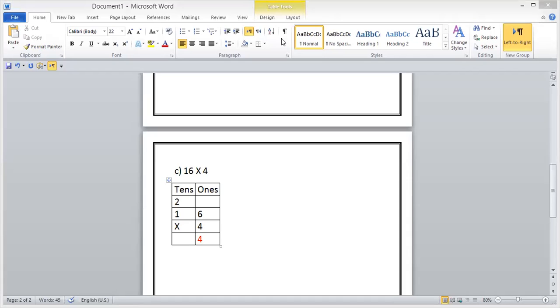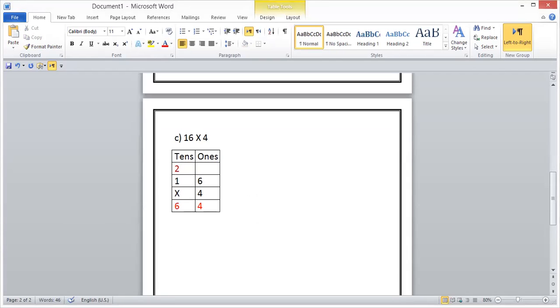4. Don't need to shout, guys. 4 multiplied by 1, 4. 4 plus 2, 6. So the answer is 64. The answer is 64. Now, let's have one 3-digit question.